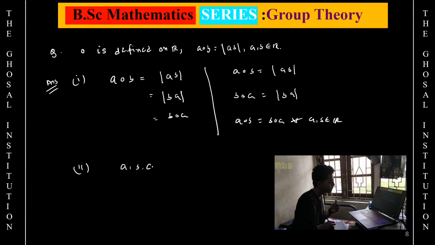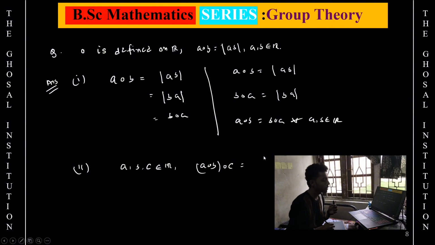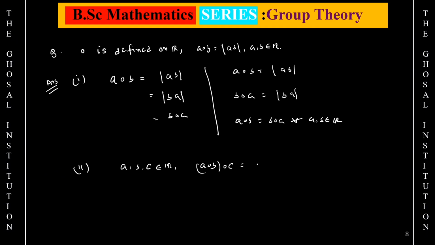You have to just take three elements from the real numbers. First calculate A compose B compose C. So what is your A compose B? A compose B is your mod of AB, composed with C. So it means mod of AB into C, then whole mod. Very carefully: when A compose B, A and B are multiplied and then you take the whole mod.